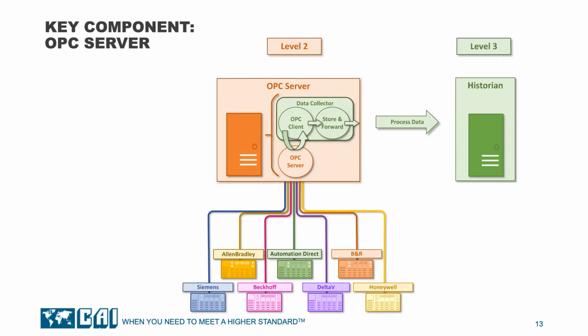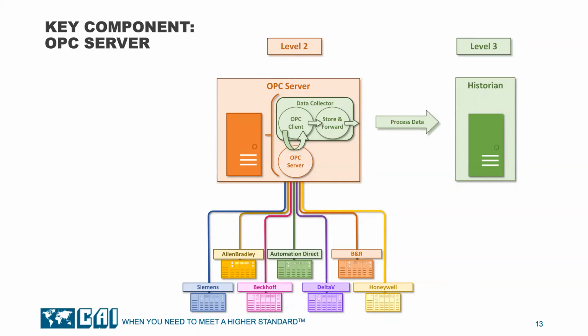The components in green within the boundary of the OPC server are data collector components of the data historian. These components can be installed on the historian, but as I mentioned previously, it is better to be closer to the data sources to prevent data loss.